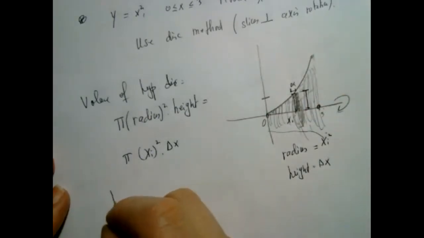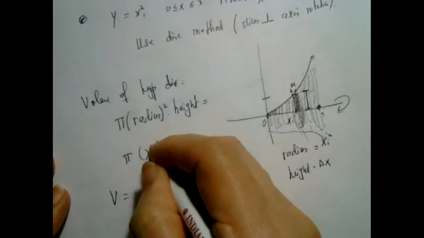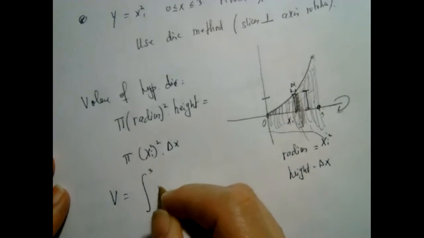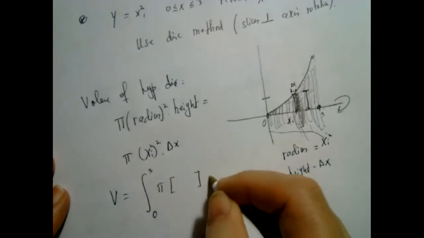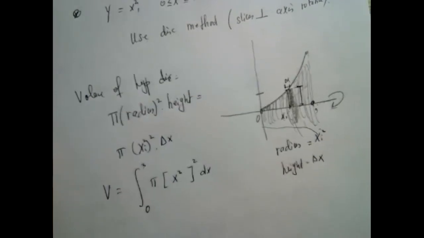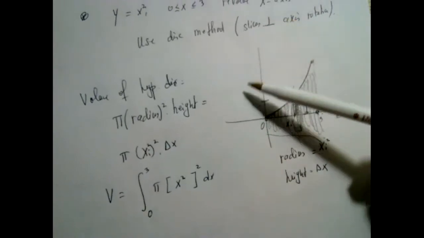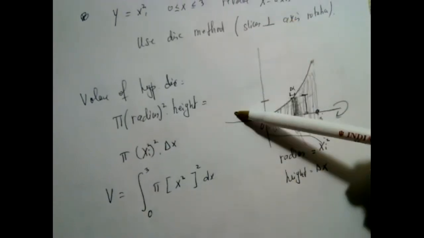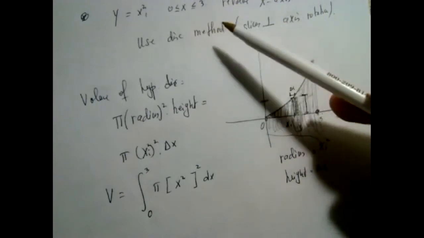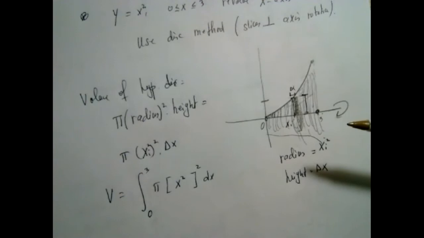So now the total volume is going to be the integral from 0, sorry, I made a mistake here, 0 to 3 of pi x squared dx, which is x to the fourth dx, and you finalize. So in the cylindrical shell method, we took slices parallel to the axis of rotation. In the disk and washer, we take slices perpendicular to the axis of rotation.